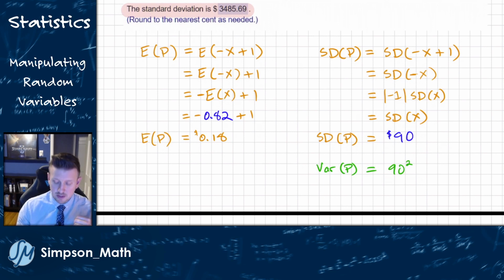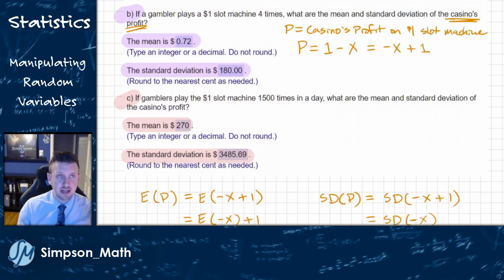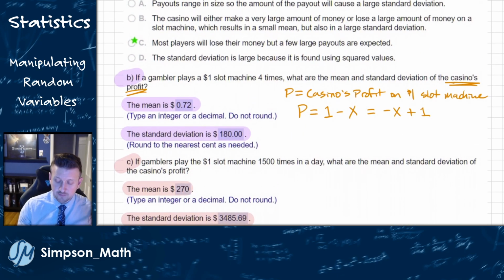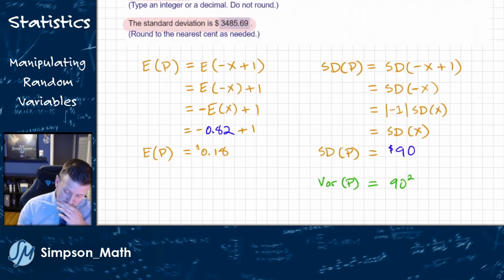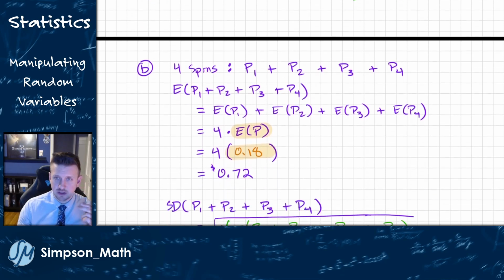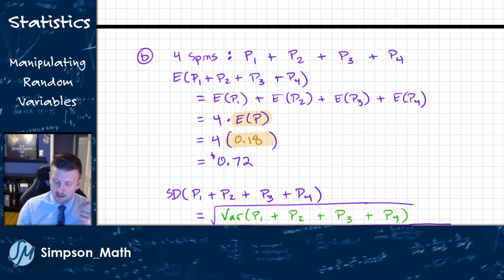All right, so now that we know the expected value, the standard deviation, the variance of p, we're now ready to answer the question, what happens if I do it 4 times? So if I do this 4 times, just to be clear, I'm doing 4 spins. I'm going to call it P1, P2, P3, P4.